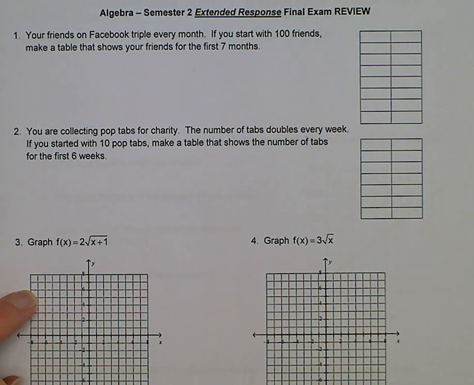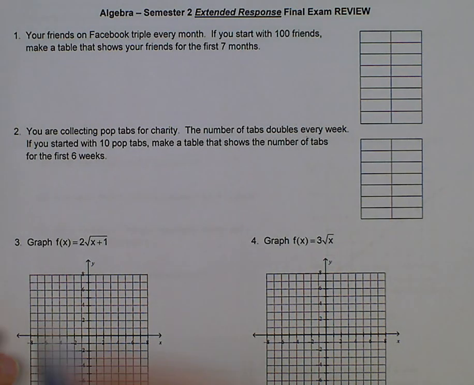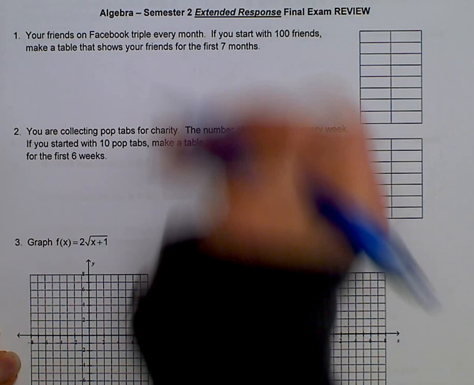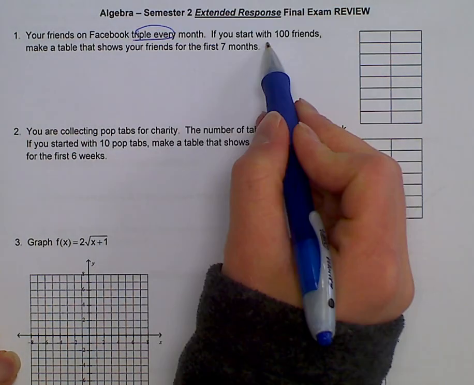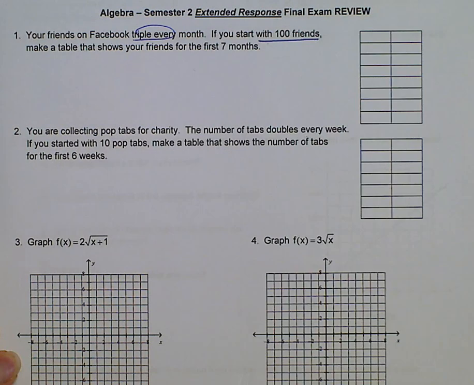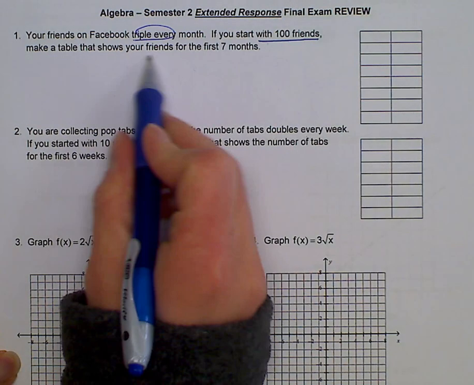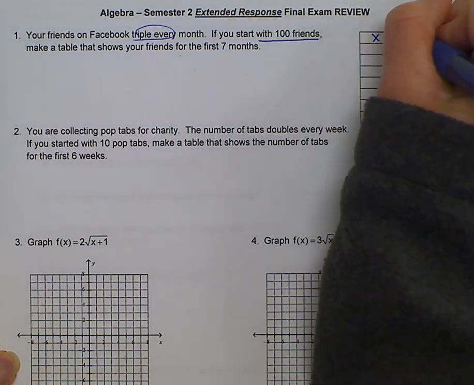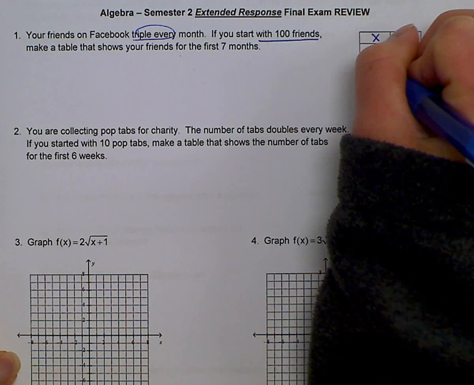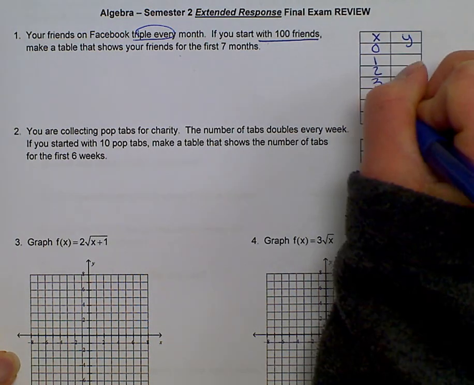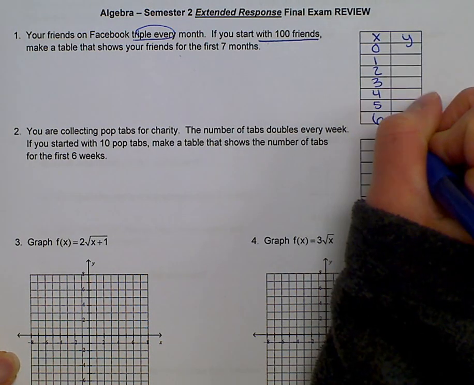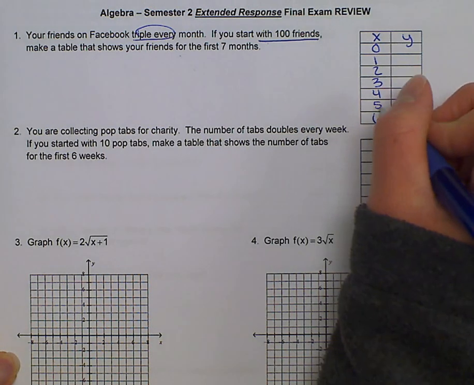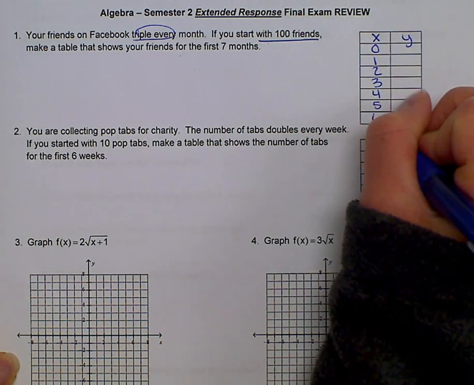Okay, on the semester 2 extended response, number 1 says your friends on Facebook triple every month. You start with 100 friends. Make a table to show your friends for the first 7 months. So we need a table here. And I'm going to add on a number 7 here.